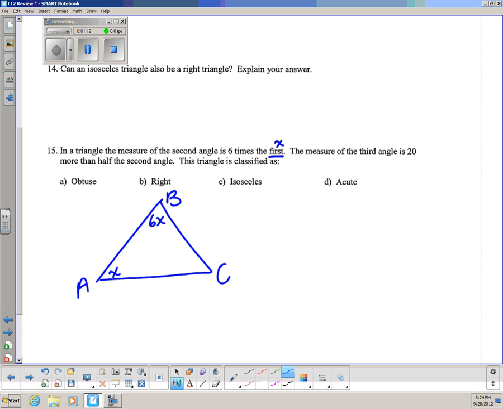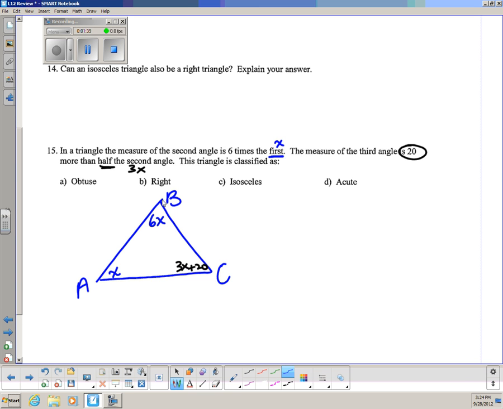It says the measure of the third angle is 20 more than half the second angle. Well, half the second angle is 6x. Half of 6x is 3x. And I need 20 more. So that would be 3x plus 20. Now that I have this all translated, I can go ahead and try to figure out the value of x, which then will help me figure out what type of triangle this is.